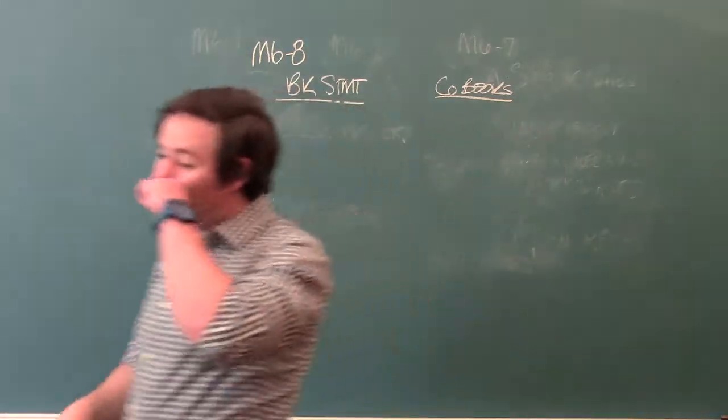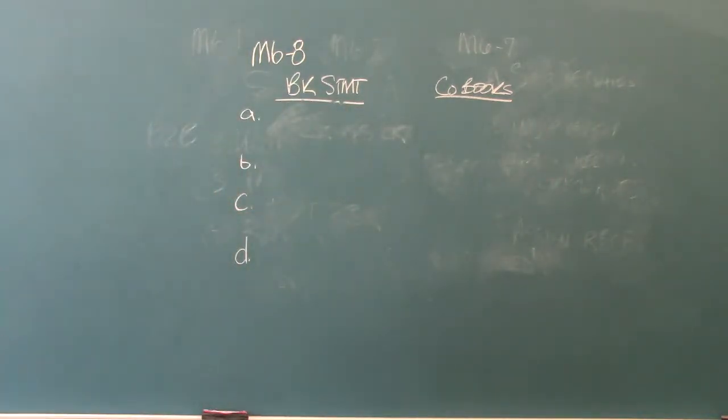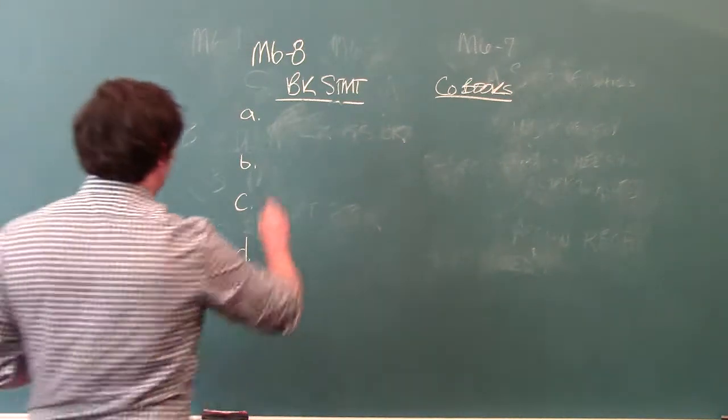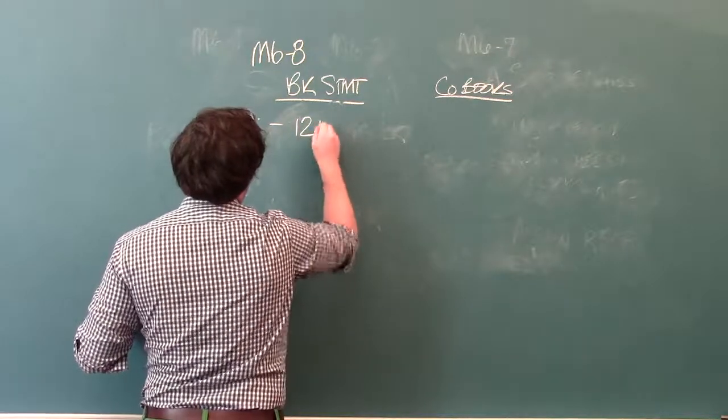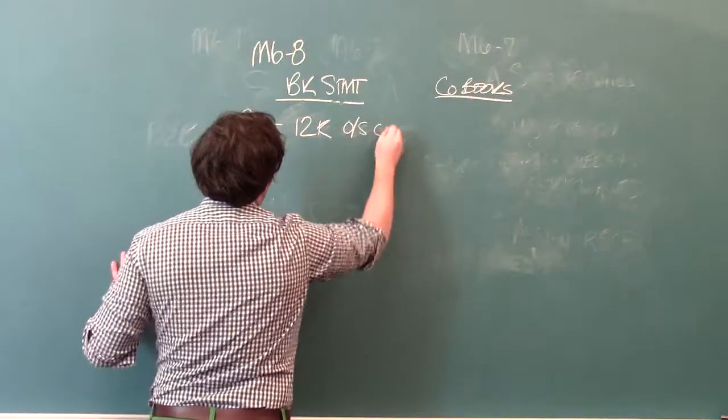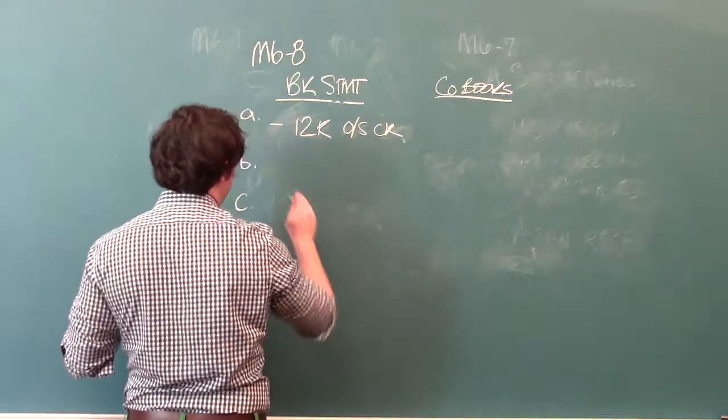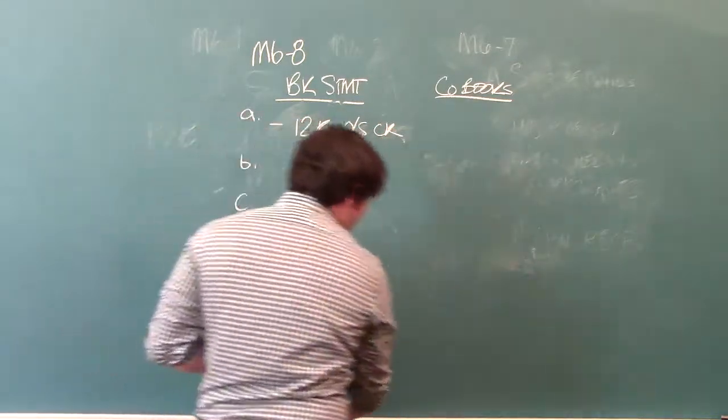So let's look at the items that we have here. The first one is outstanding checks. Outstanding checks will be a subtraction, 12,000 for outstanding checks over here. Outstanding is abbreviated O/S. Okay? Why is that on the bank side?